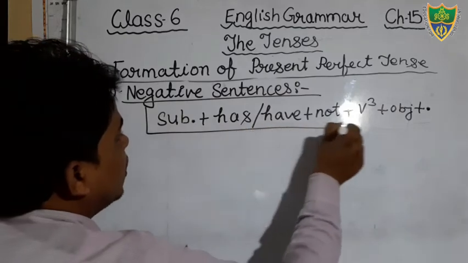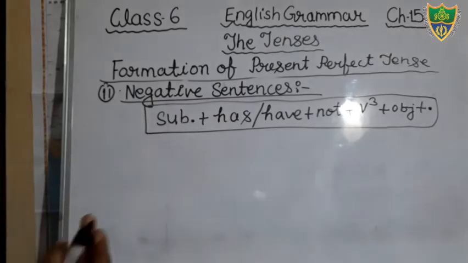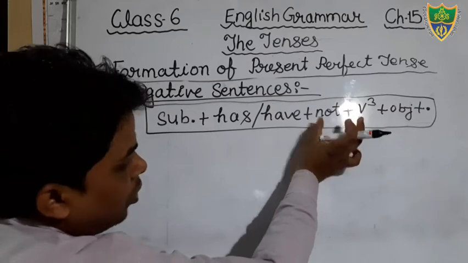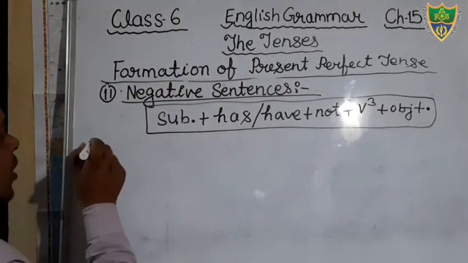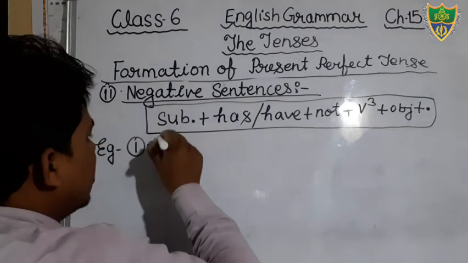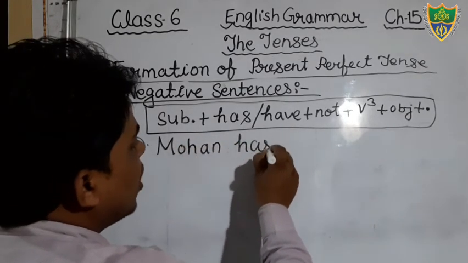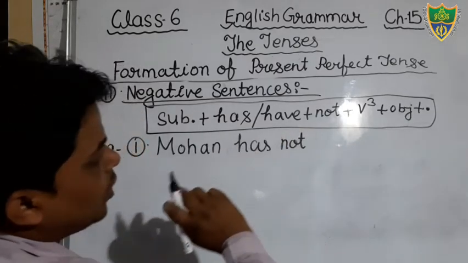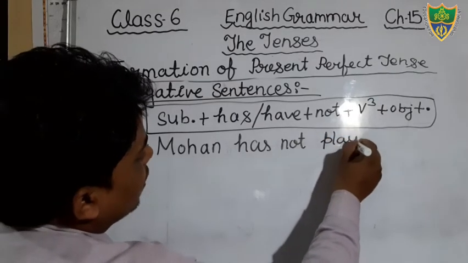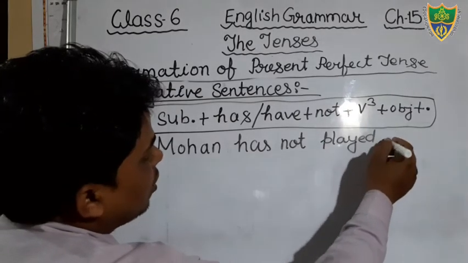So this is the structure of negative sentence of present perfect tense. Just see, everything is same. But here, after the helping verb, I have added here the negative word not. Now we can see the same example. Mohan is subject, that is singular, and with the singular we will use the helping verb has. Mohan has not. Play is your verb, and third form of the verb you have to use. Therefore, we will write here played. Mohan has not played cricket.